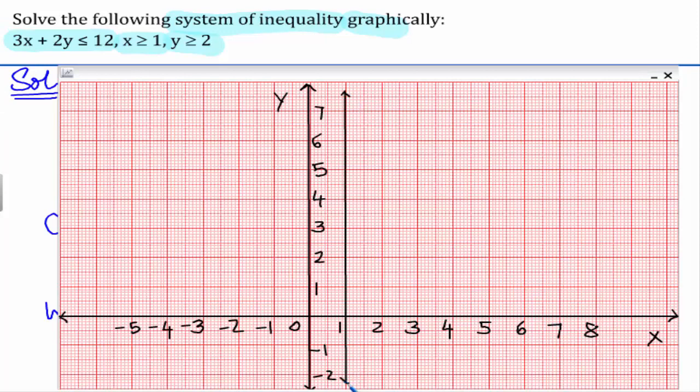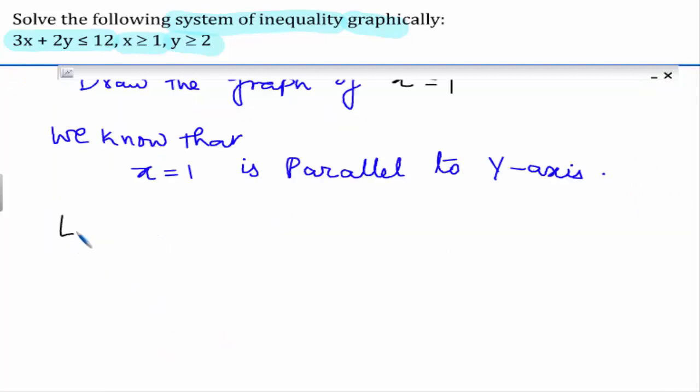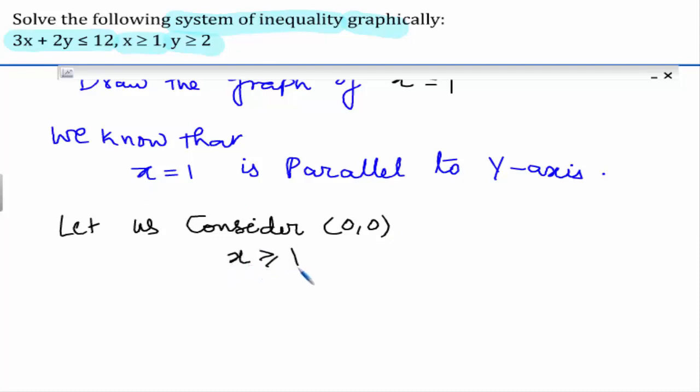Now we need to select the region for the given inequality. For that, let us consider the point (0, 0) and substitute into the inequality, which is x greater than or equal to 1.